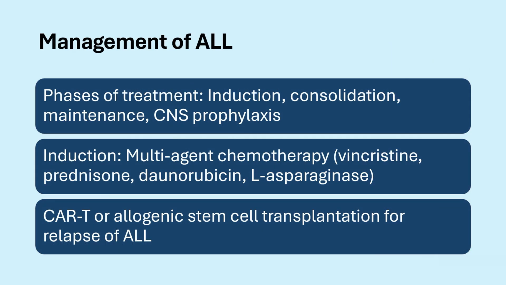So how do we manage ALL? Again, this is not needed for the UKMLA. However, it is good to know that the treatment for ALL is split into induction, consolidation, maintenance, and CNS prophylaxis. Most of the time, you have multiple chemotherapy agents such as vincristine, prednisolone, daunorubicin, and L-asparaginase. Patients who have a relapse of ALL can benefit from CAR-T or allogeneic stem cell transplantation.